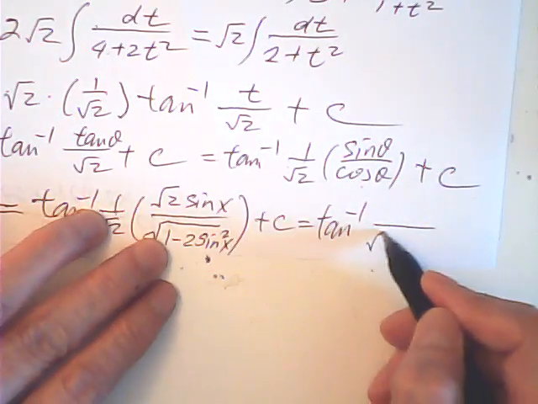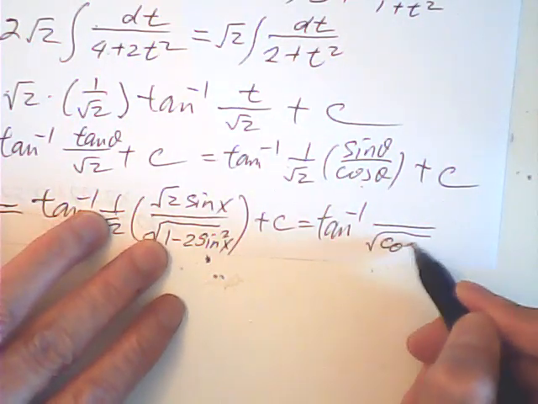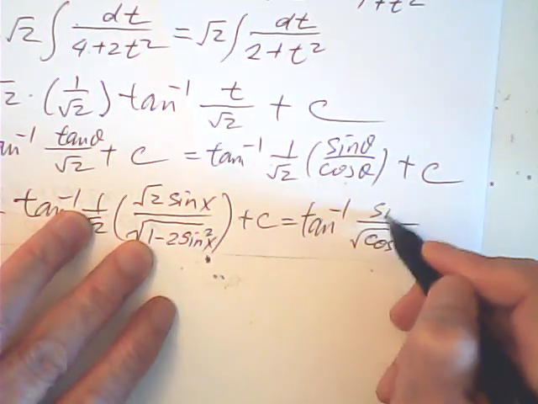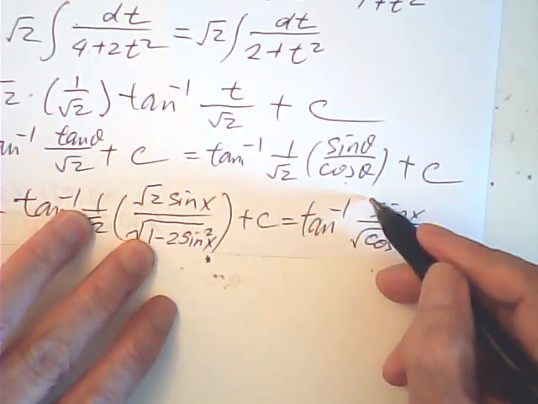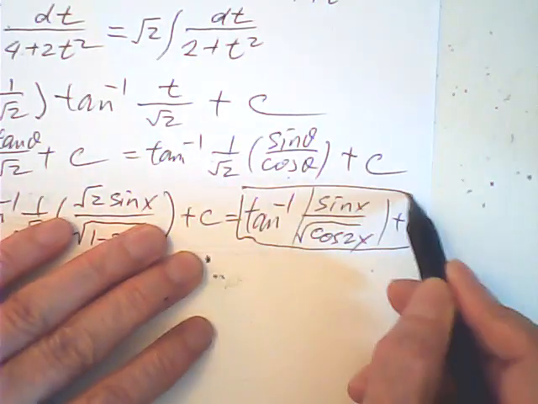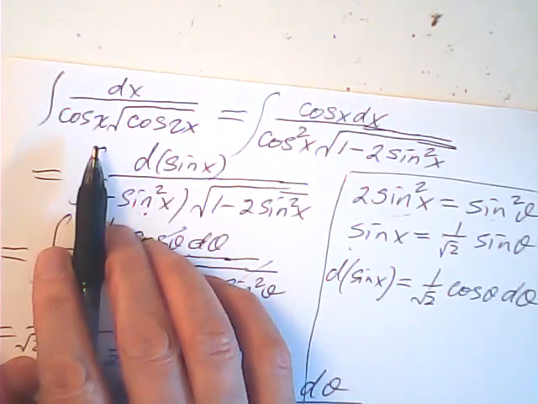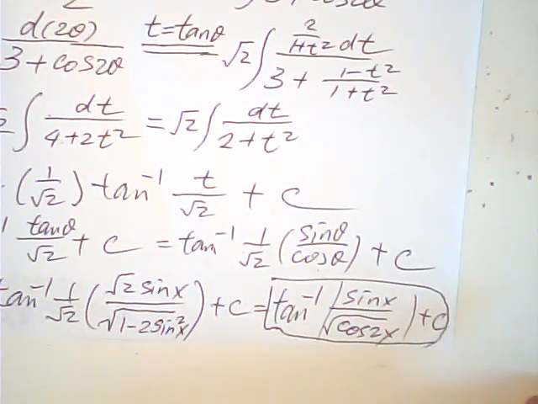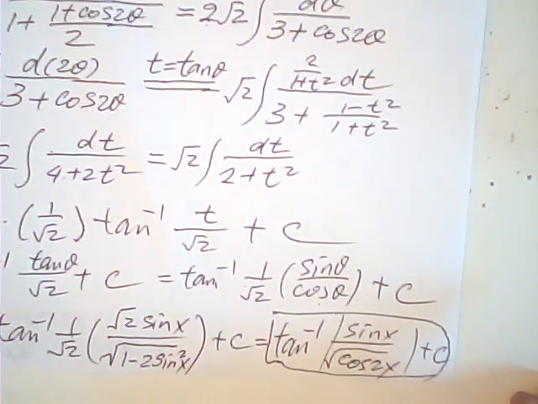This is root cosine 2x. This is sine x. Well, finally, we get this is the answer for this integral by method 1. Well, it's quite some integral. Now, method 2.